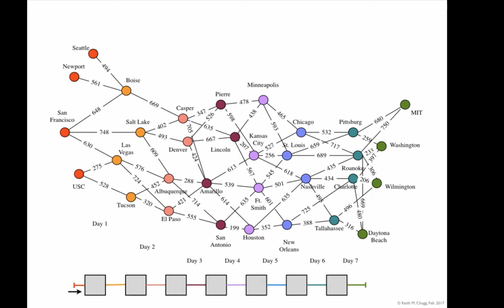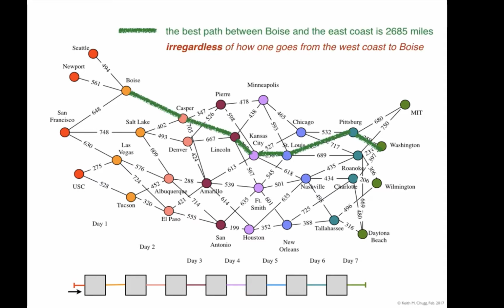And to illustrate this, I'm going to provide a little bit of side information here that I happen to know. I happen to know that the shortest path from Boise to the East Coast is colored in here by this green crayon. So it goes Casper, Lincoln, Kansas City, St. Louis, Pittsburgh, Washington, and that's 2,685 miles total from Boise to Washington.